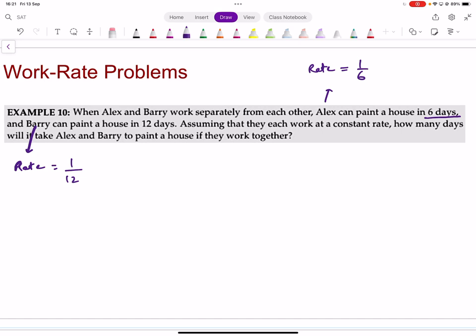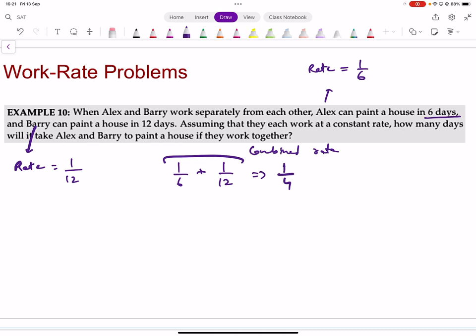Now, if they're working together, how much of the house can they paint in 1 day? In 1 day, they can paint 1/6 plus 1/12. Right? उनके एक बंदा 1/6 कर रहा है, दूसरा 1/12 कर रहा है. This is the total rate. This is the combined rate for both of them. This is the rate at which both of them work together. Is that okay? What does this turn out to be? Calculator में डालें. That gives you 1/4, right? 3/12 and that's 1/4. This is their combined rate of work.